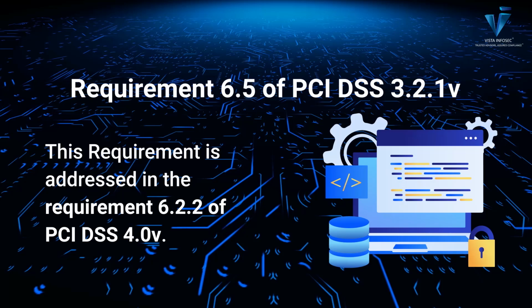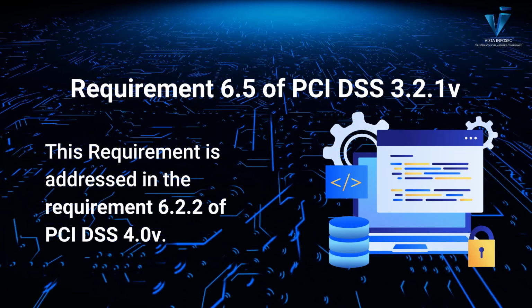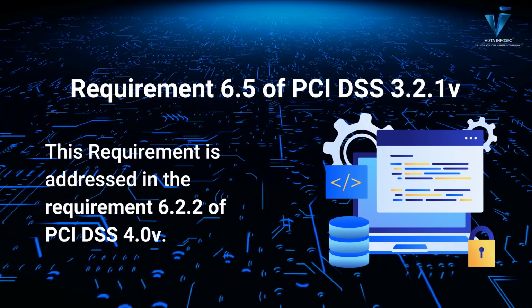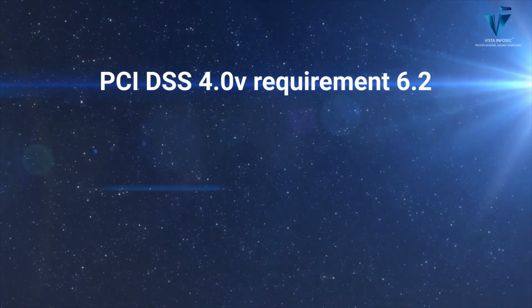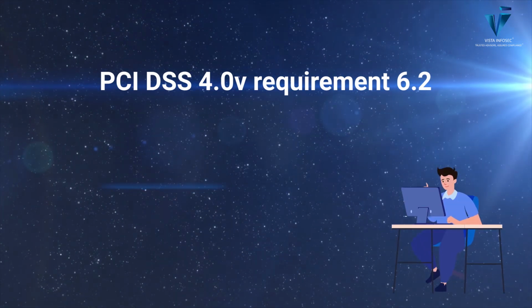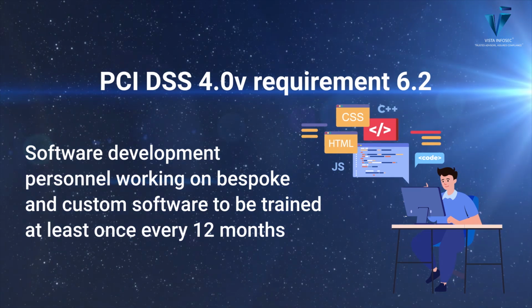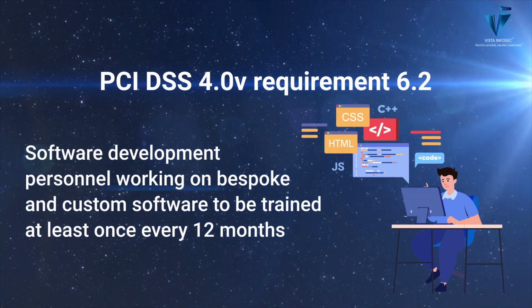So what was done was a movement of the requirements under 6.2 of PCI DSS 4. Now the PCI DSS 4.0 requirement 6.2 talks about software development personnel working on bespoke and custom software being trained at least once every 12 months as follows.